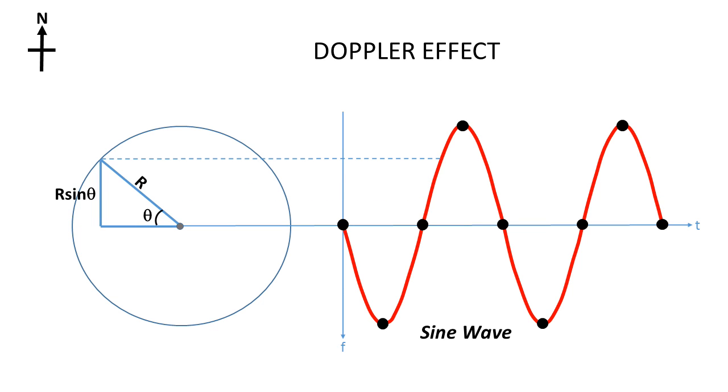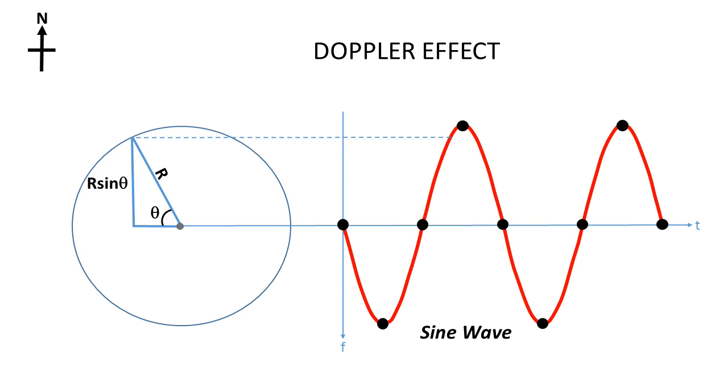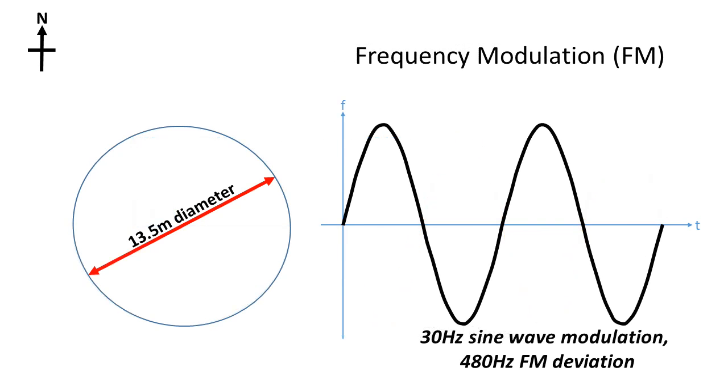In the VOR, the antenna rotates at 30 times a second. The signal created is a 30 Hz sine wave, with frequency modulation having a deviation of 480 Hz. The antenna has to move around a circle with a diameter of 13.5 meters to give this deviation due to the Doppler effect.